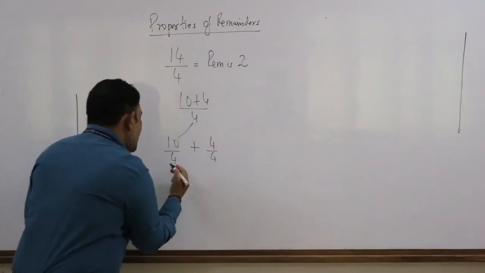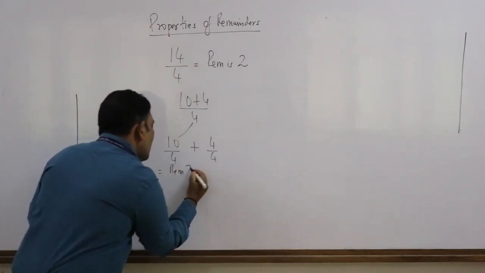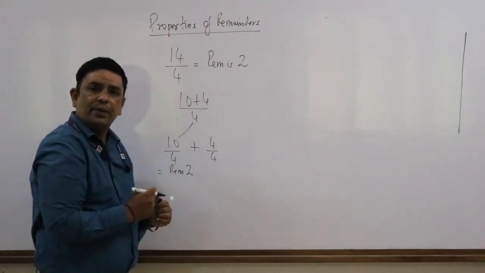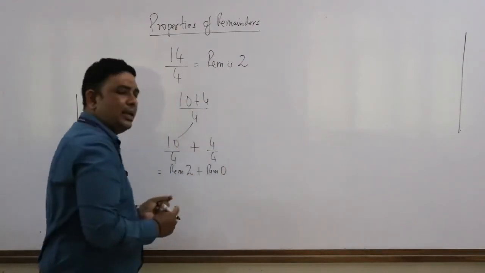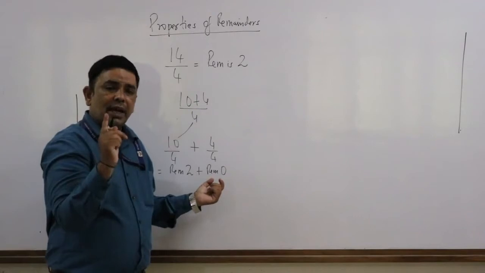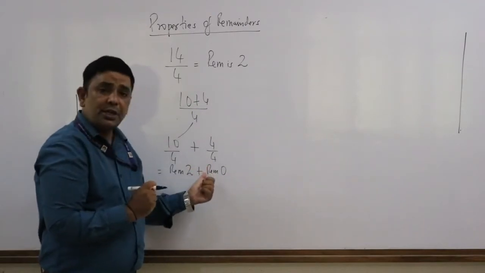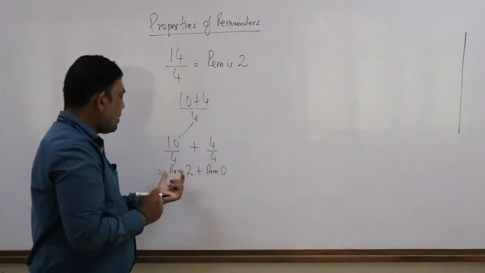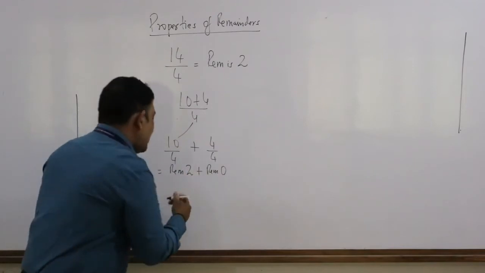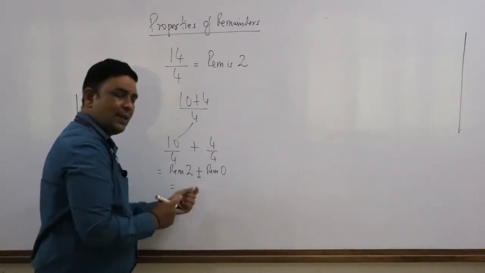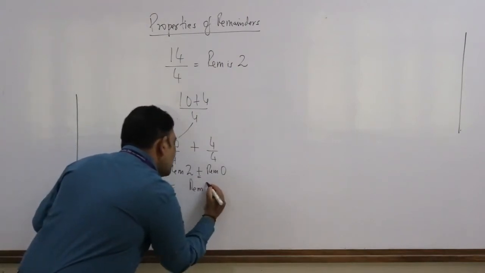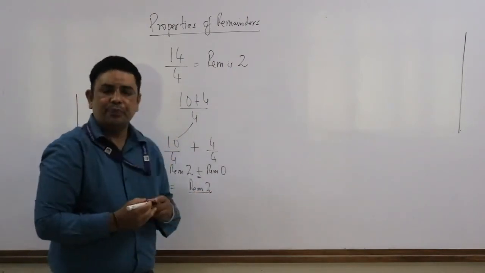The remainder when 10 is divided by 4 is 2. When 4 is divided by 4, the remainder is 0. Please remember, 1 is the quotient, the remainder is 0. So the remainder here is 2, the remainder here is 0. The mathematical sign in between is plus, and therefore the total remainder will be 2.